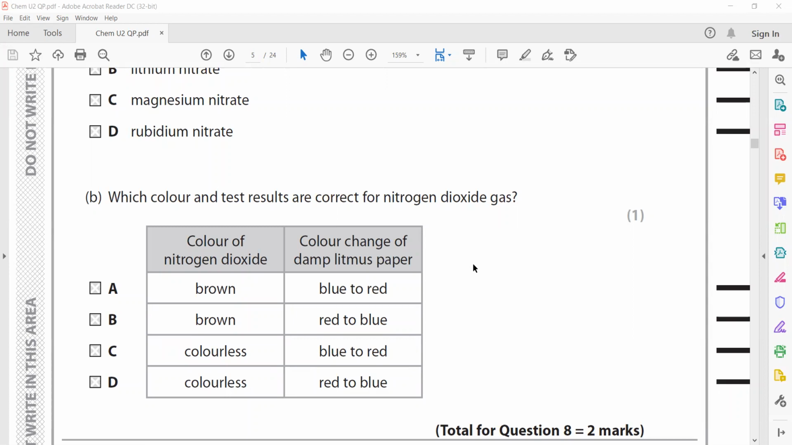What color and test results are correct for nitrogen dioxide? Non-metal oxides are acidic oxides, so it itself is brown in color, and when it is exposed to damp litmus paper, it will turn from blue to red. Why? Because non-metal oxides are acidic oxides.